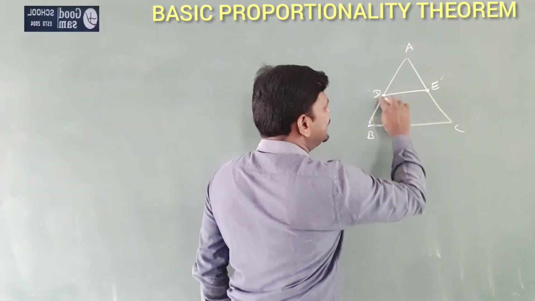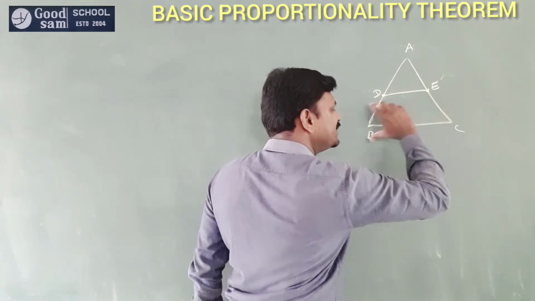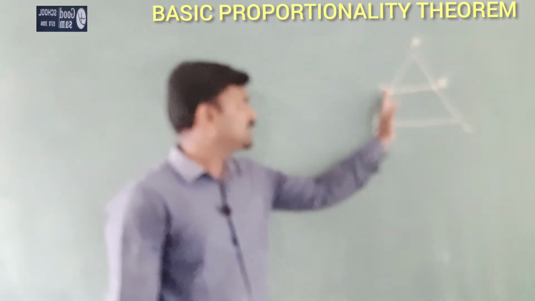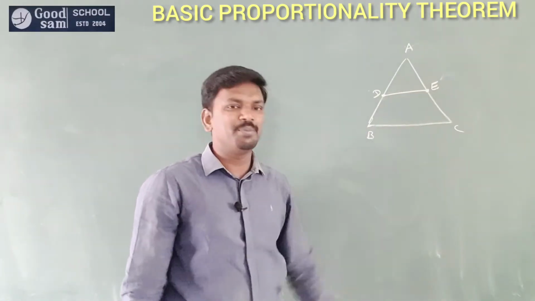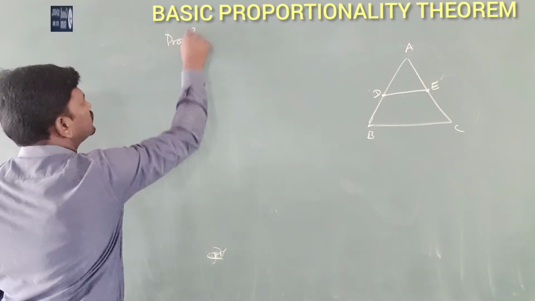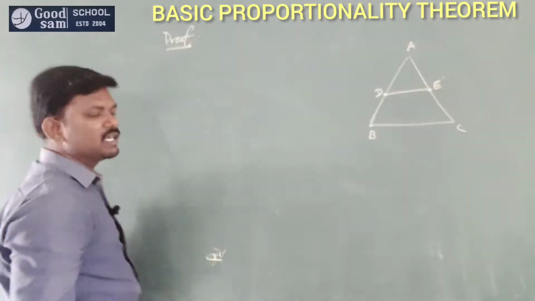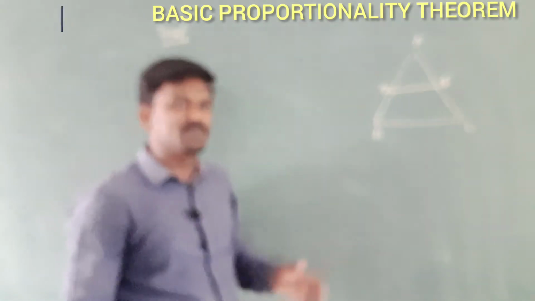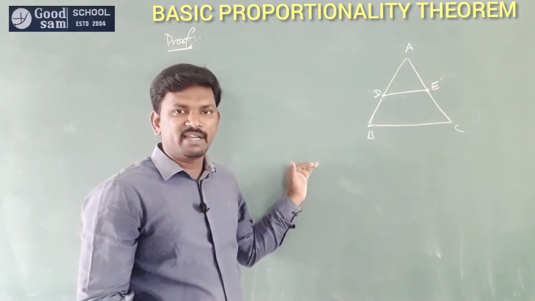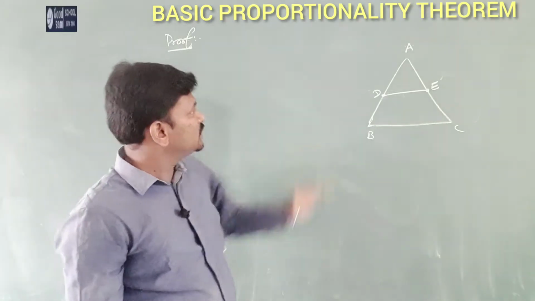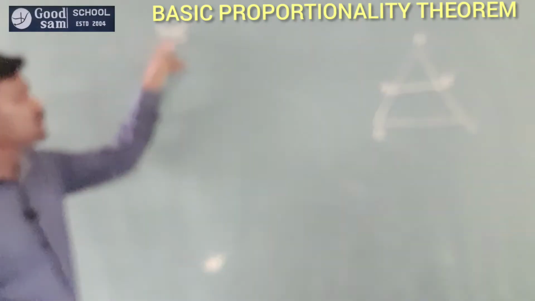Then construction: draw DE parallel to BC. Then proof. Now the proof is what I am going to explain. You understood statement, given, to prove, and construction, all those things. So now we are going to do the proof.